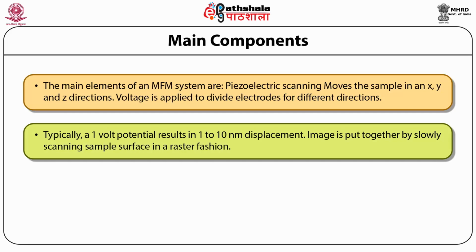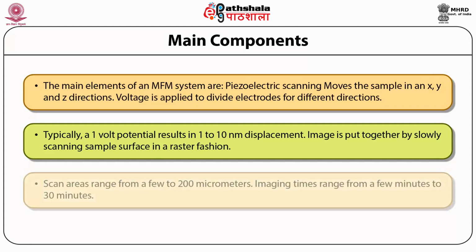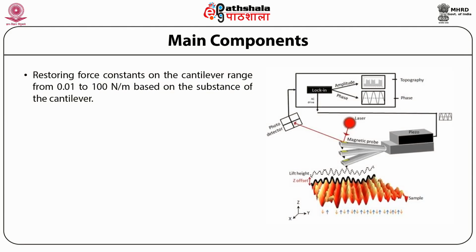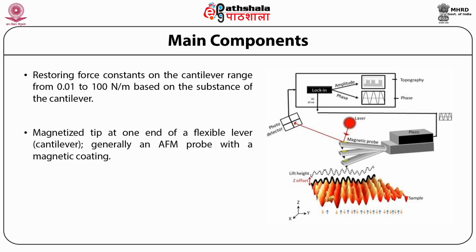The image is put together by slowly scanning the sample surface in a faster raster fashion. Scan area ranges from a few to 200 micrometers. Imaging time ranges from a few minutes to 30 minutes. Restoring force constant on the cantilever ranges from 0.1 to 100 newtons per meter based on the substance of the cantilever. A magnetized tip is at the end of a flexible lever, that is the cantilever, which we use. Generally an AFM probe with a magnetic coating is preferred for saving the tips.